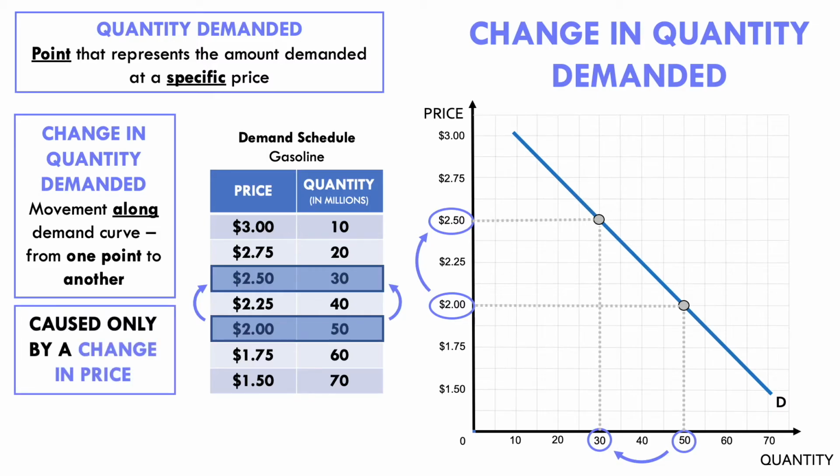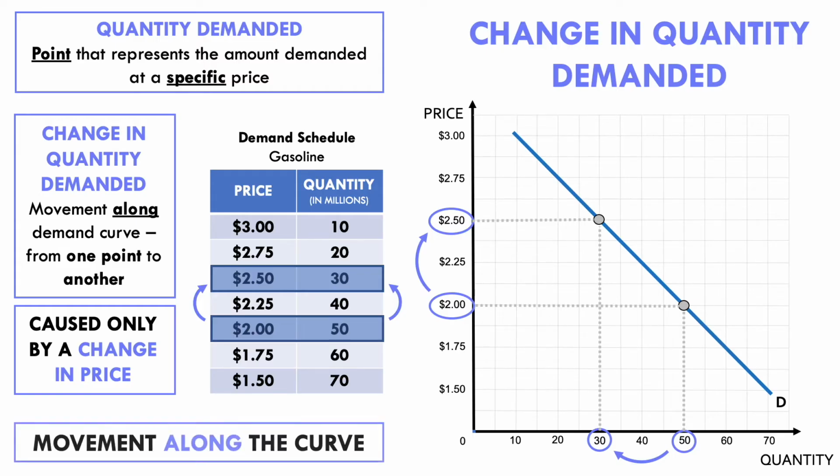Because of this, we say a change in quantity demanded is only caused by a change in price. A change in price is the only thing that is going to cause that movement along the curve, moving us from one specific point to another specific point. So that is movement along the curve being caused by a change in price: a change in quantity demanded.